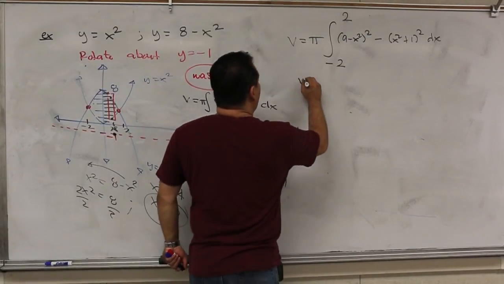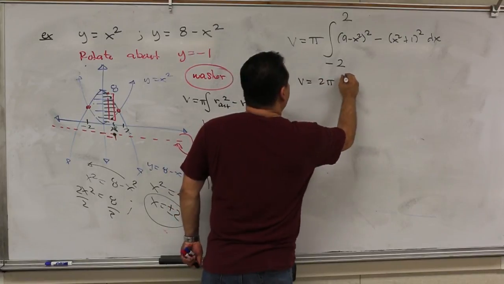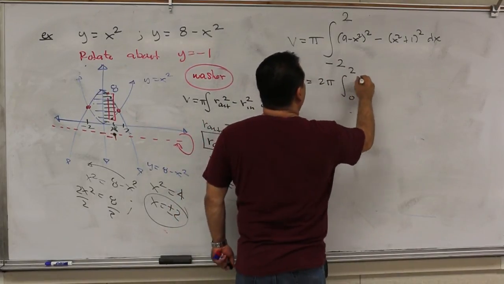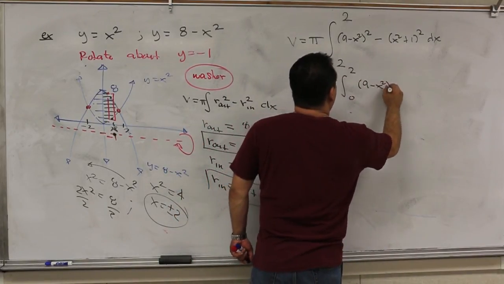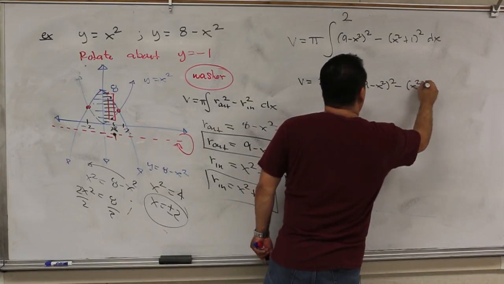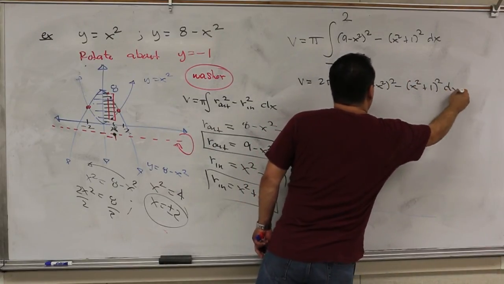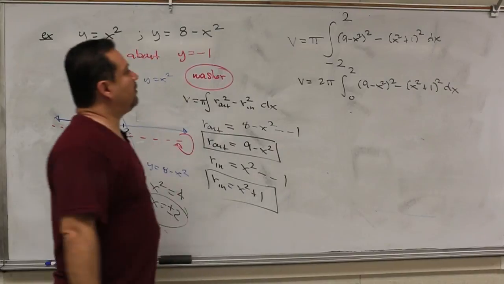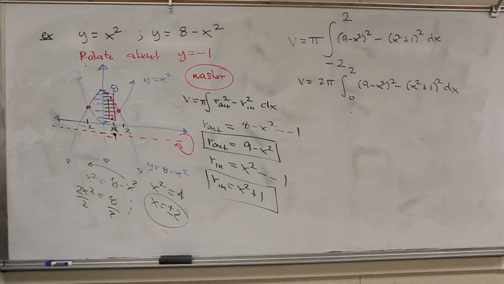I'm going to double it so my volume becomes 2 pi integral 0 to 2, (9 minus x squared) squared minus (x squared plus 1) squared. That's what I'm going to have to handle. Double check to see if we're right. Are we okay with that? I think we're fine. 9 minus x squared squared.